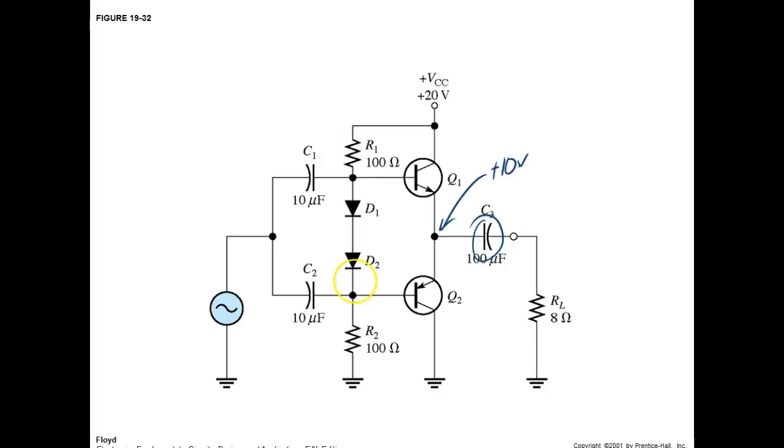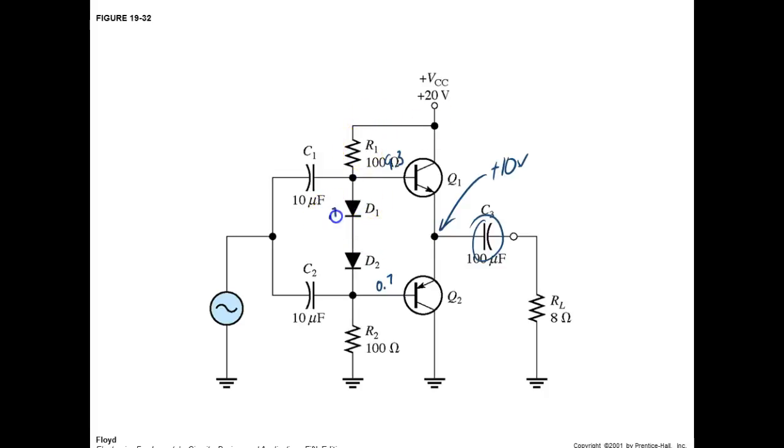So notice these two resistors are the same size. If this guy right here was at 10 volts, then what would this be at? It's going to be at 9.3, right? And this guy right here is going to be at 0.7. Let's see what's going to work. 20 volts.